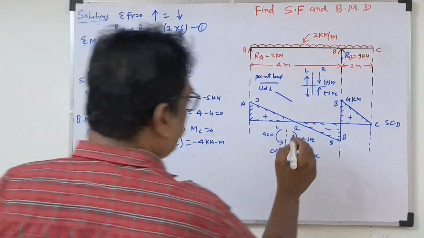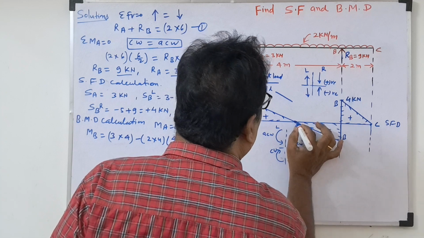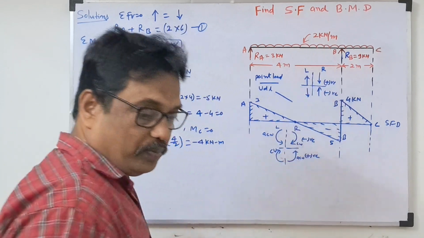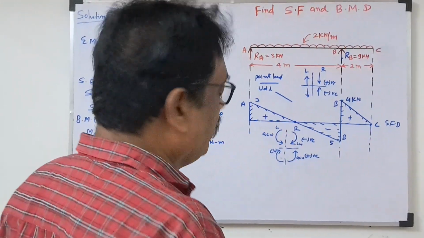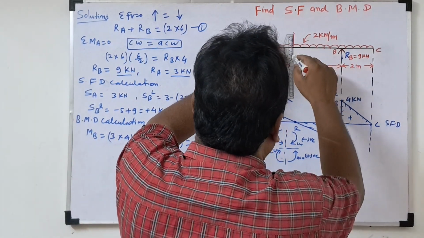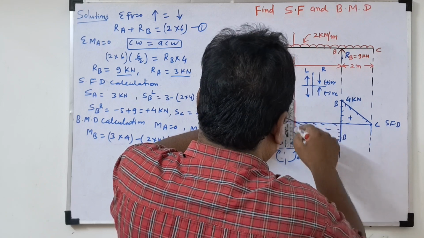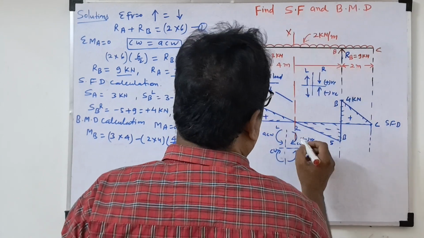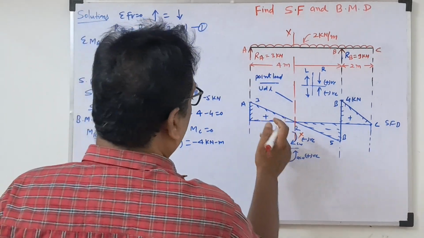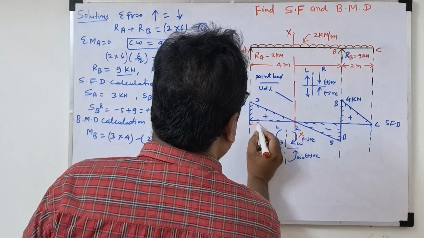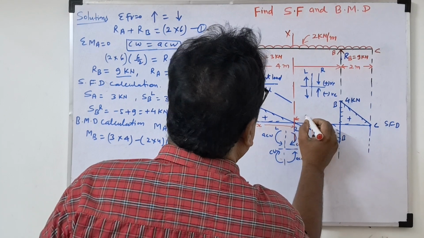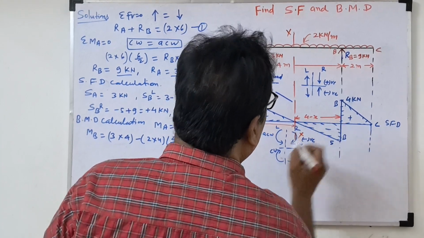Now for the maximum bending moment, the shear force will be 0. So at this point we have to find out the bending moment. So before this we have to calculate the distance for this point. So we'll consider one section, section XX. So we need this distance. Suppose this distance we are assuming is small x, then this distance will be 4 minus x.